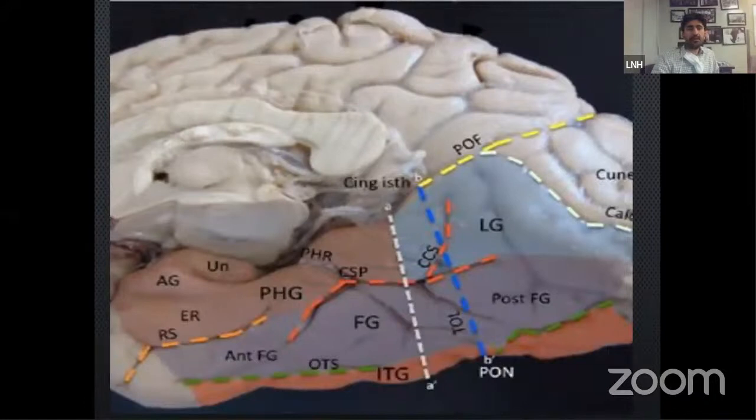This is the inferior surface I already discussed, and we can see the inferior surface of the occipital lobe is formed by three gyri: the lingual, the fusiform gyrus, and the inferior temporal gyrus. This part of the fusiform gyrus, which forms the base of the occipital lobe, is also known as the post fusiform gyrus, and it is separated from the lingual gyrus by the continuation of the collateral sulcus, and the post fusiform gyrus is separated from the inferior temporal gyrus by the occipitotemporal sulcus.